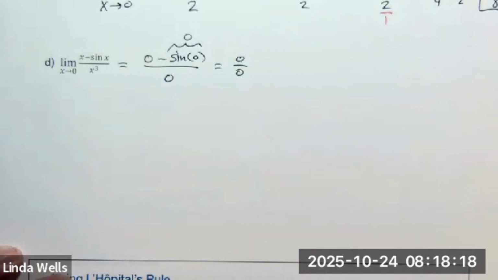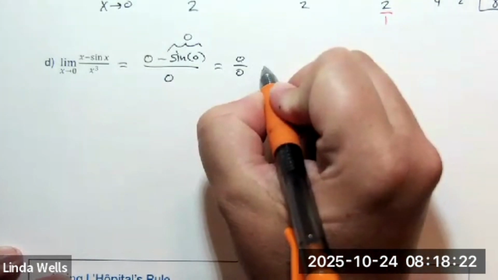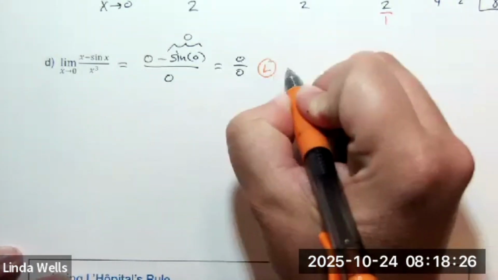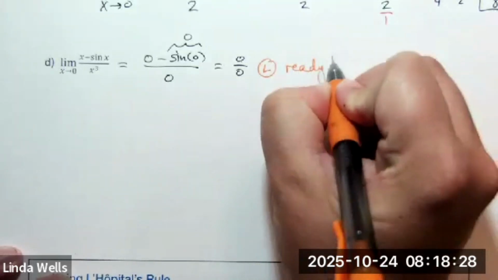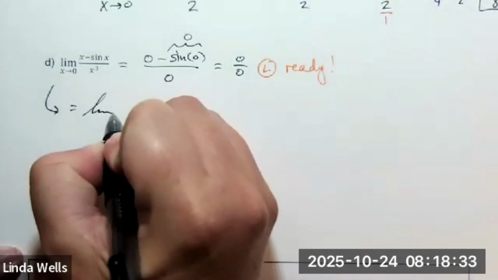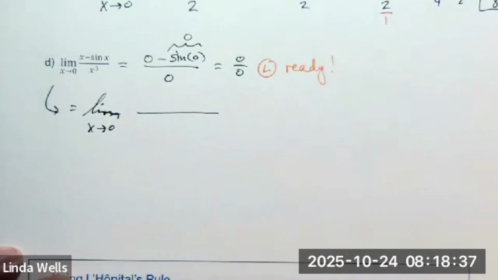Do we get upset with that? No, we're happy. What does 0 over 0 mean you should do? Oh. We're ready for L'Hopital. So we're going to do it. Limit notation, don't lose it. X goes to 0. All right. What does L'Hopital say you do?